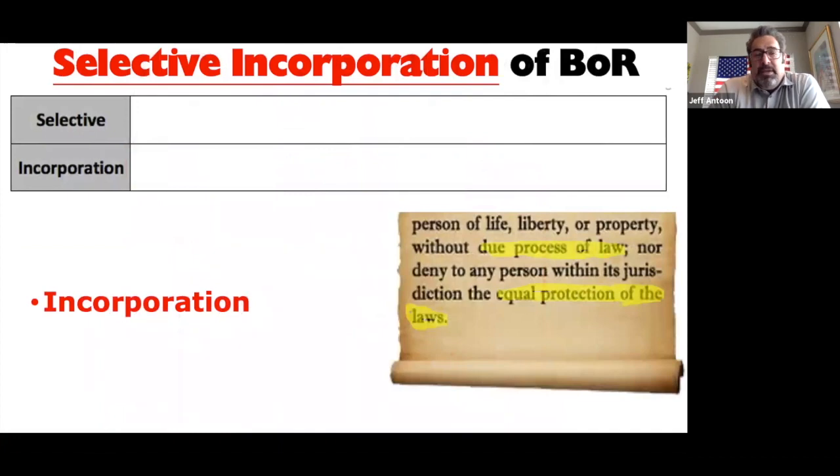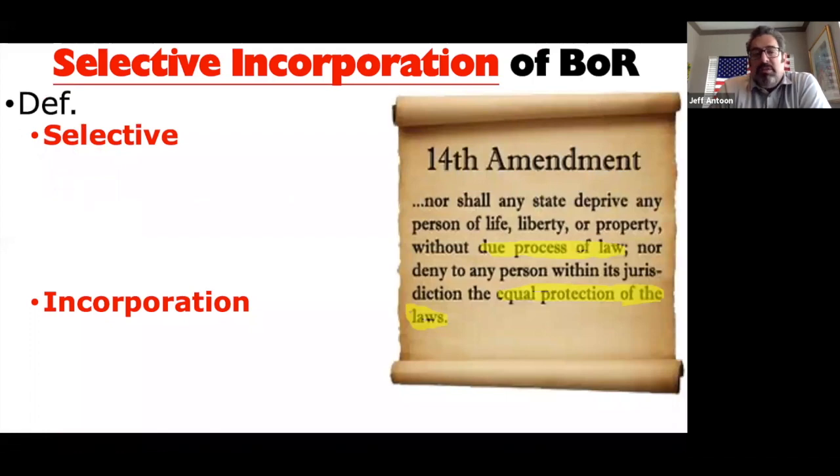So this big term called selective incorporation, it's probably going to be an FRQ question. It happens a lot since the inception of AP government. They talk about selective incorporation. So what is it? It's coming from the 14th Amendment. And you can see there's two clauses there where I'm showing you. Due process and equal protection are very, very big. So what is this? Let's define these terms.